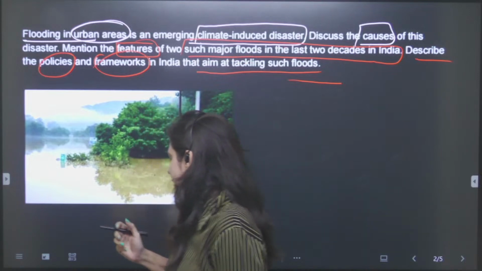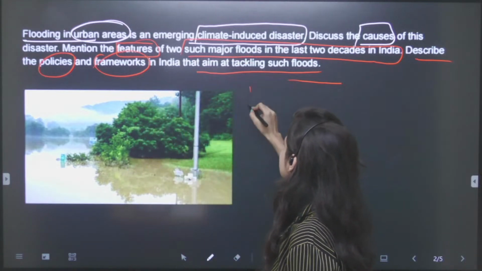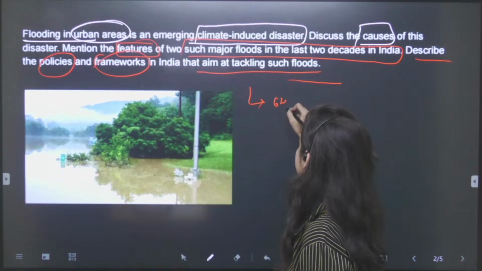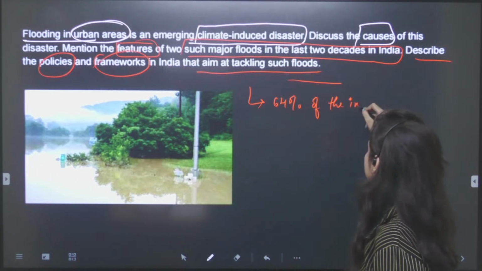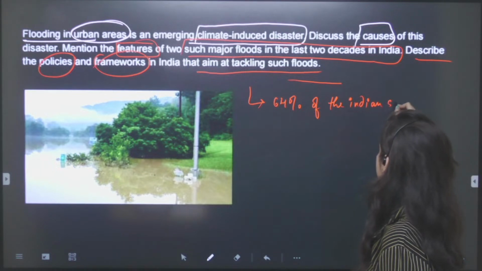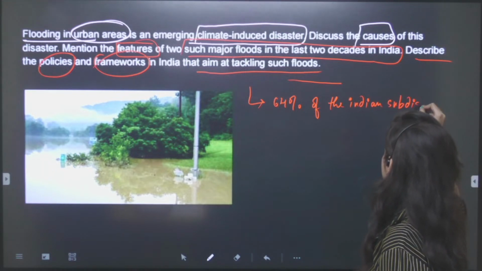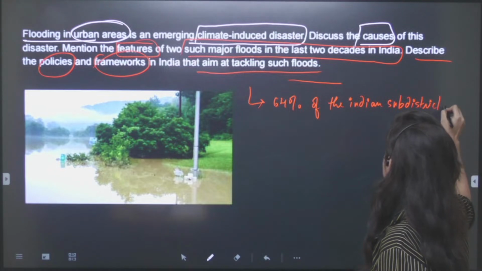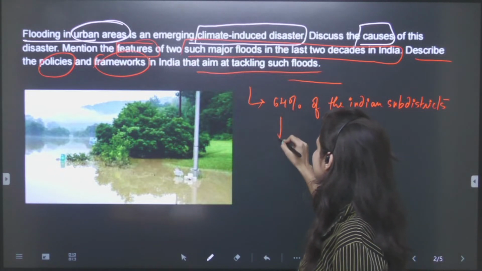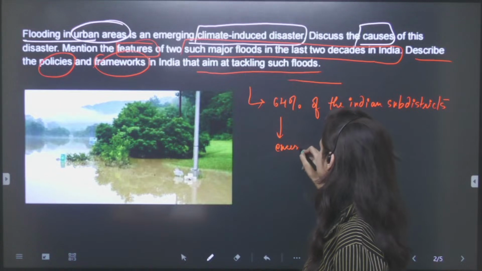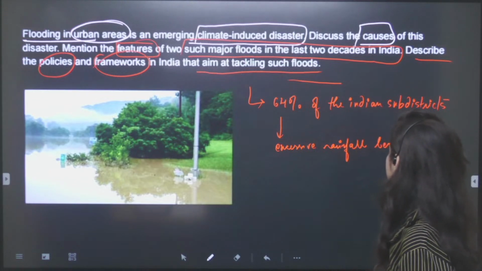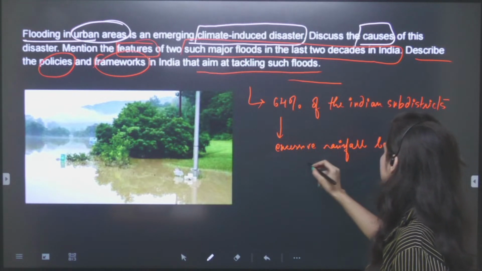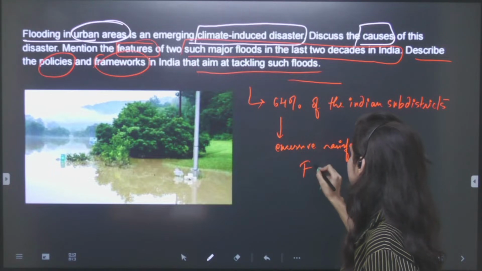So what happened this time was that nearly 64% of the Indian sub-districts were experiencing excessive rainfall. And because of this, they have experienced what? Flooding.